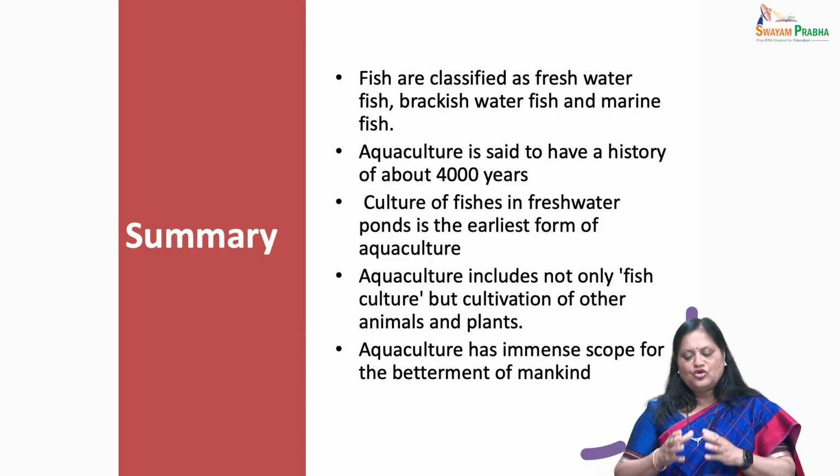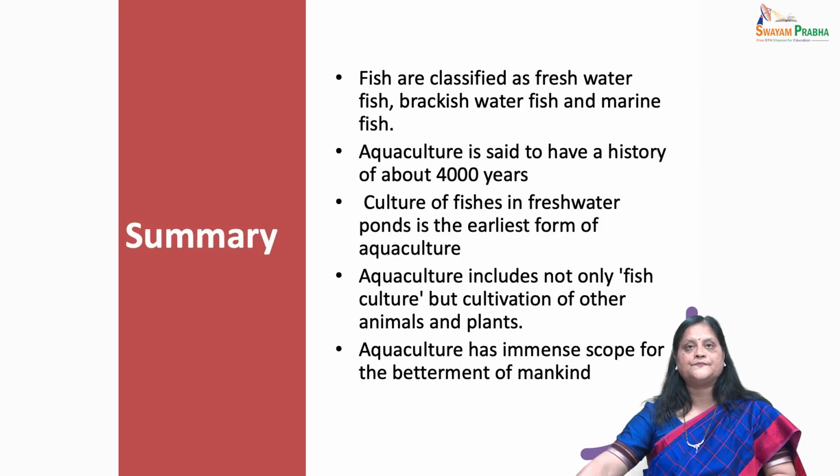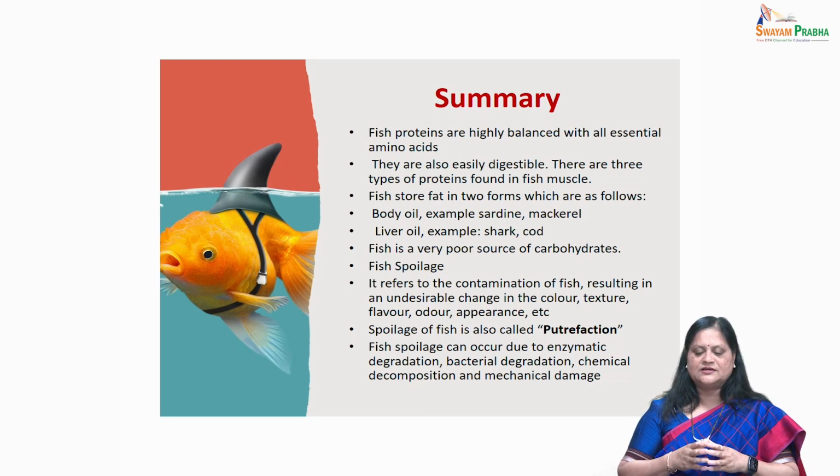Aquaculture includes not only fish culture but cultivation of other animals and plants. Aquaculture has immense scope for the betterment of mankind. Fish proteins are highly balanced with all essential amino acids. They are also easily digestible. There are three types of proteins found in fish muscles. Fish store fat in two forms, which are body oil, for example sardines and mackerel, and liver oil, for example shark and cod. Fish is a poor source of carbohydrate.